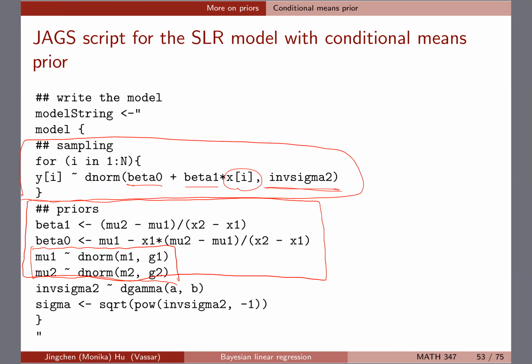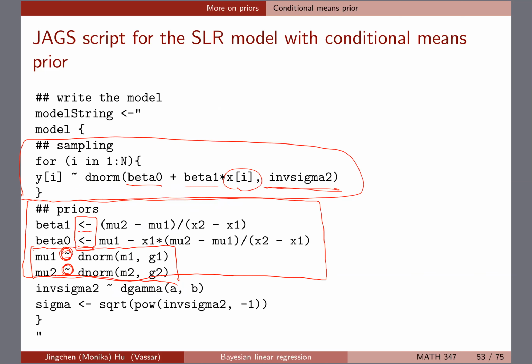And then the important steps here. First of all, keep in mind, only when you're giving a prior are you using this tilde, okay? But these relationships are deterministic. They are equations like you solved before. So that's why I use this assignment for beta 0 and beta 1, okay? And then the 2 assignments are exactly the 2 equations that I showed you earlier.